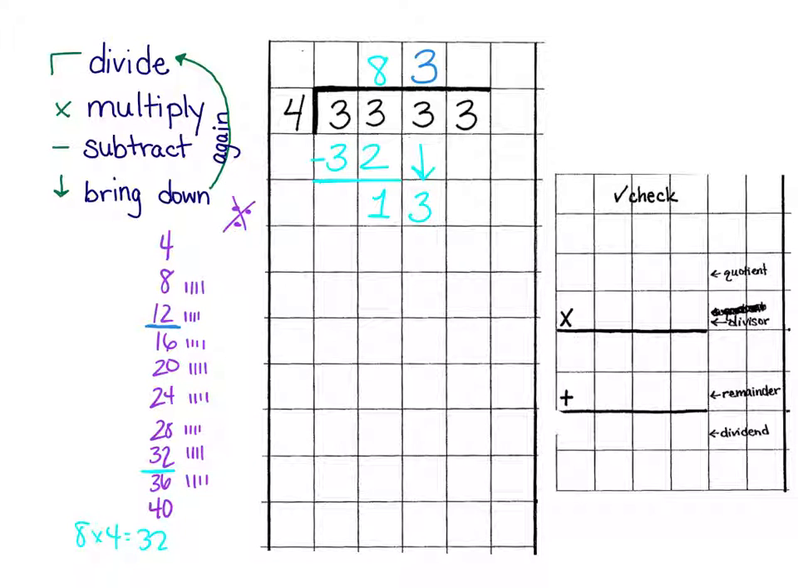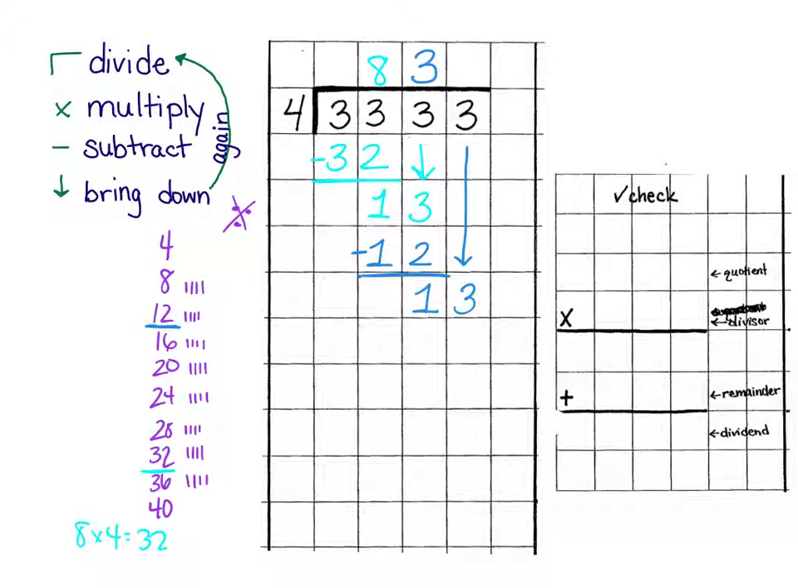3 times 4 is, because now we're multiplying, 3 times 4 is 12. And then after we multiply, we subtract. 13 minus 12 is, 3 minus 2 is 1. 1 minus 1 is 0. Then we bring down 3.